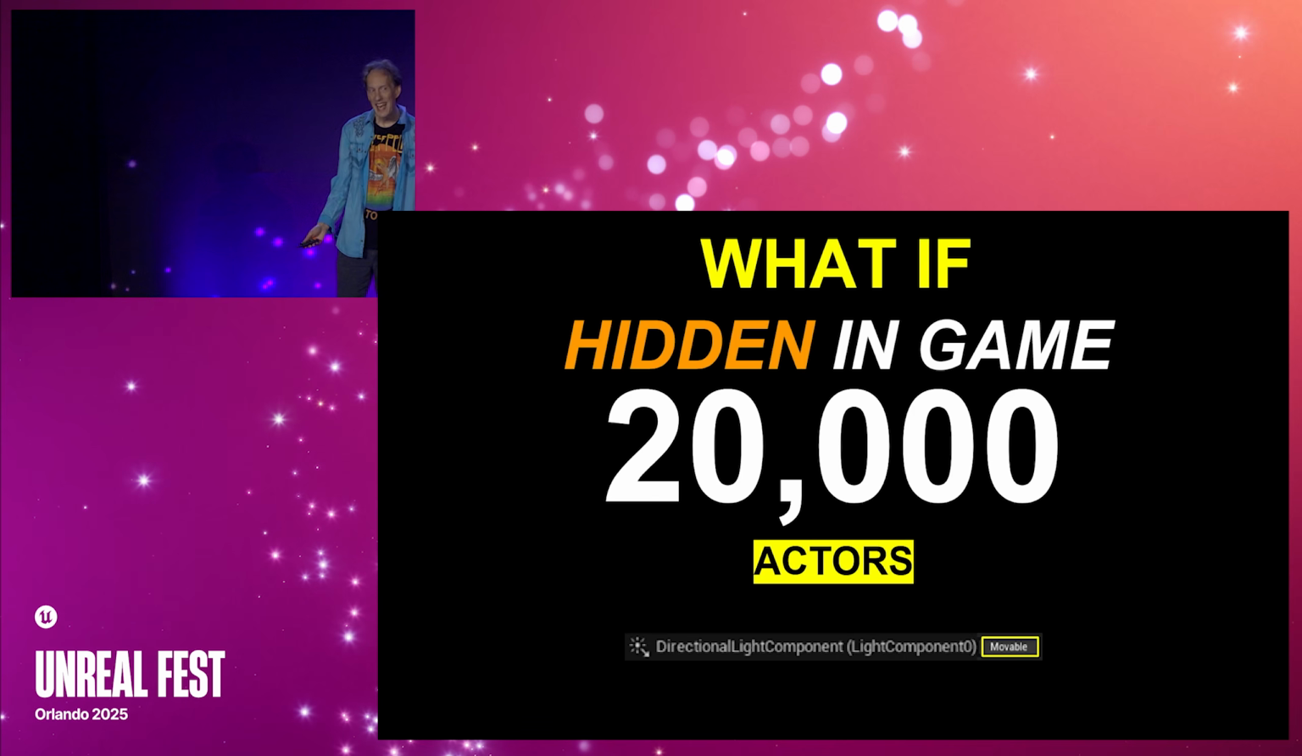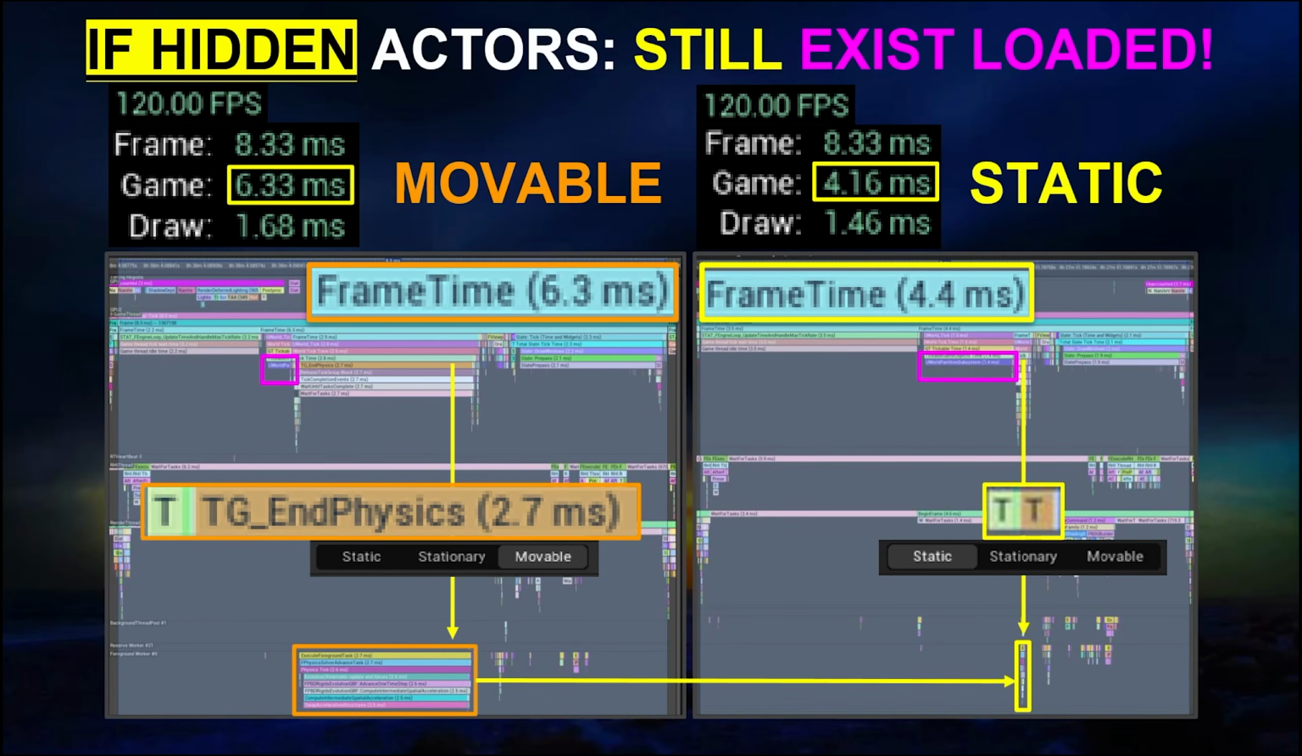So what if we just hid the actors, because it sounds like a frame rate thing? Between movable and static, we're still checking physics. Also, you're still going to spatially load those things in and out. So you can have that spatial load in and out hit too, if they're spatially loaded, even though they're invisible.